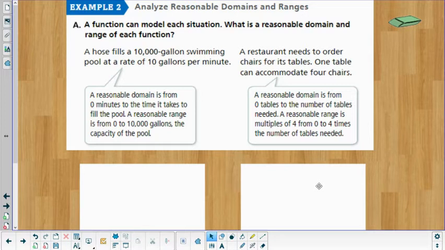And a reasonable range is multiples of 4, because you need to fill a table. You wouldn't have one table with just 2 chairs or a table with 3 chairs. It has to be multiples of 4. And that will also depend on how many tables are needed. Now in this example, it does not make sense to have decimals and fractions. You wouldn't order part of a chair or part of a table. So these ones are not going to have decimals and fractions. So that kind of leads into our next one.